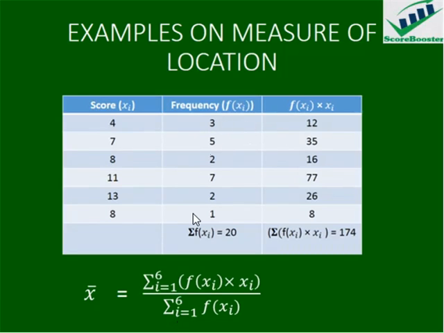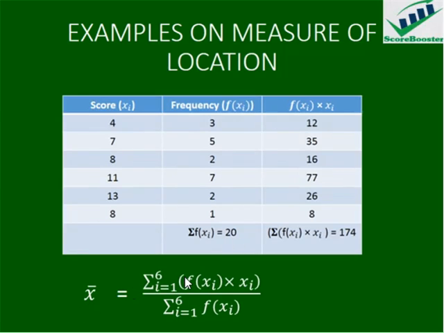To find the mean of this data, the mean of a set of data equals the total of the items in that set divided by the number of items in the set. The total, if you sum all the items together, is 12 plus 35 plus 16 plus 77 plus 26 plus 8, which is 174. And if you count the data one after the other, 4 occurs 3 times, 7 occurs 5 times, 8 occurs 2 times, 8 plus 2 is 10, 10 plus 7 is 17, 17 plus 2 is 19, 19 plus 1 is 20.